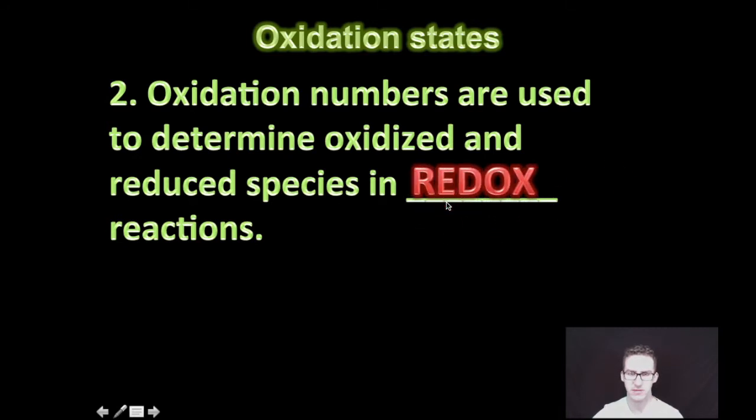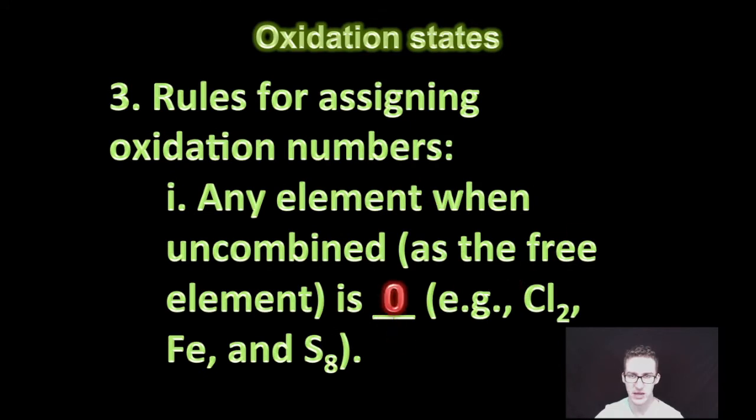Some rules in terms of how we assign oxidation numbers. So why are these important? Oxidation numbers are used to help us determine what's being oxidized, what's being reduced, what's losing electrons, what's gaining electrons, and what's called a redox reaction. Some quick rules here for assigning redox or oxidation numbers to atoms. Any element, when uncombined as the free element, is going to have an oxidation number or oxidation state of 0. So chlorine, iron, sulfur, again, your diatomic or multiatomic states, doesn't matter, it's going to have an oxidation state of 0.